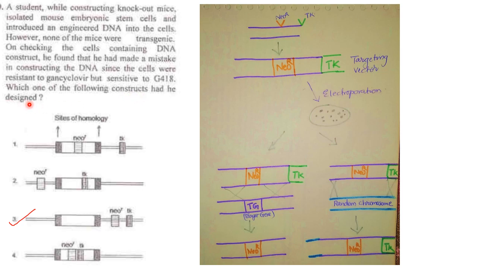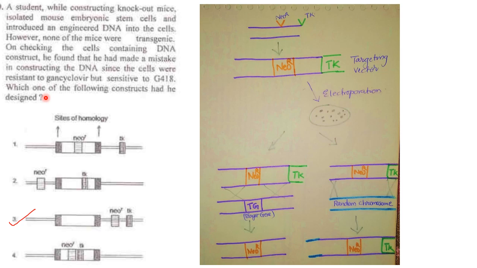So usually if it should have been transgenic, you should have got neomycin resistance but also ganciclovir resistance because the TK gene is not involved. But what did he get? He got cells which were resistant to ganciclovir. That means in place of neomycin, TK got introduced. So which of the following constructs had he designed?